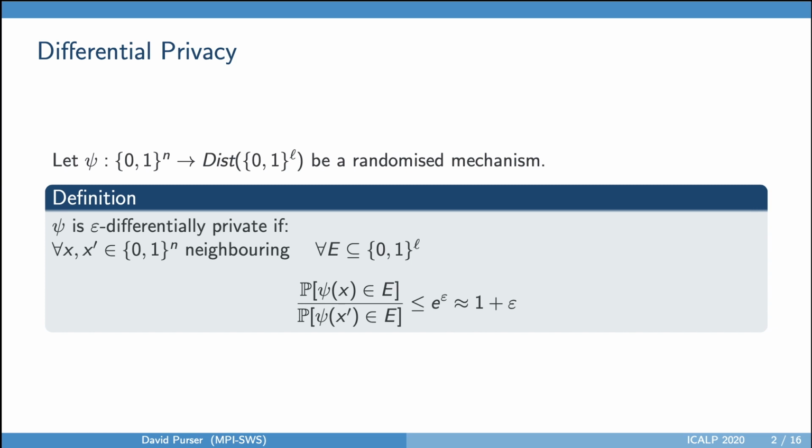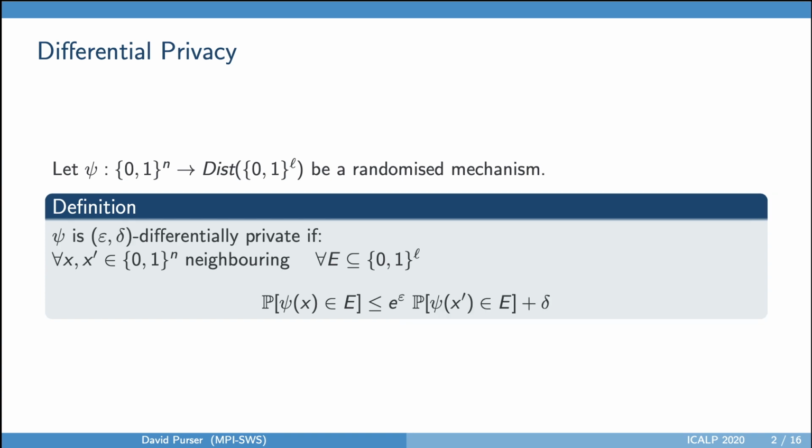This inequality enforces that the ratio between the two must be bounded by a number close to 1, implying that if you see a particular outcome, it will be hard to distinguish whether it came from input x or x prime, because the probability of the two scenarios happening is very similar. The concept of differential privacy can also be extended with an additional parameter delta. This parameter, in addition to the parameter epsilon which controls the ratio, allows for some additive error.